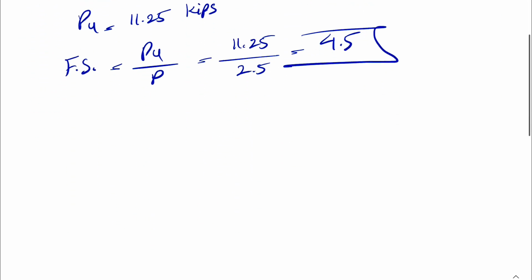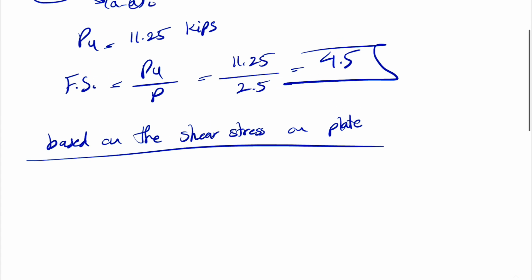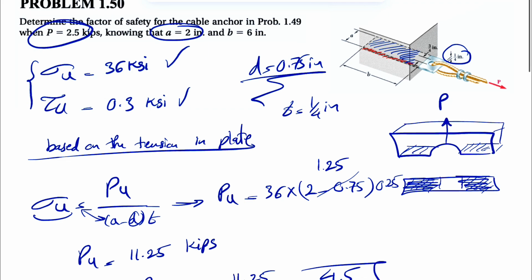Now we're going to move on to the factor of safety based on the shear stress on the plate, or the bonding stress that we have between the plate and concrete. And there is a note in the previous question at the end that we're going to neglect the normal force on this part of the plate that is in concrete. So that's why our bonding stress is referring to the shearing stress.